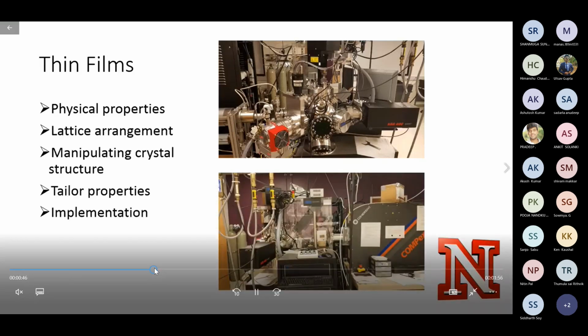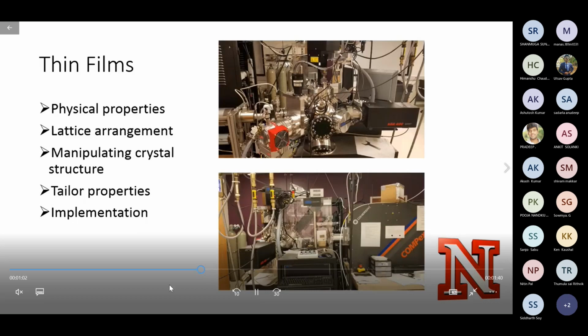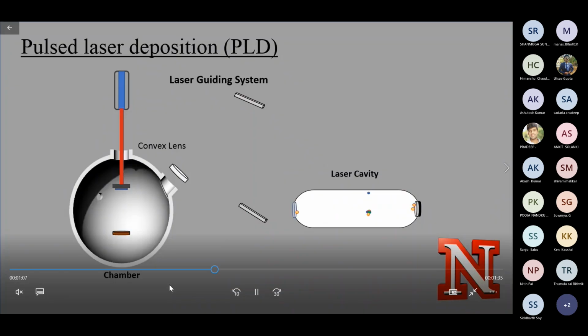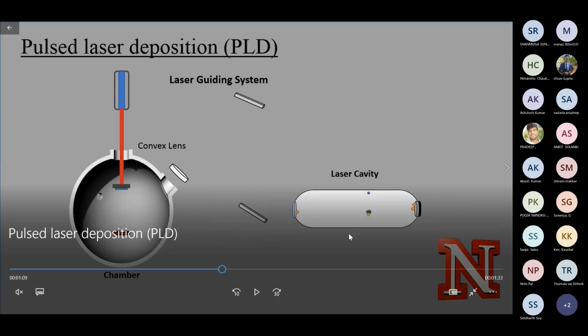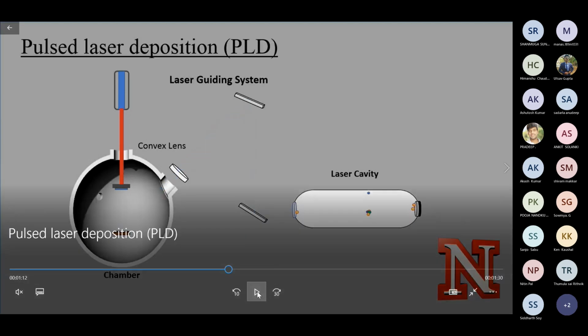Just one schematic I would like to show you. You can see this is the laser and this is the chamber. Here is the target and this is the substrate. Now I'll show you how it's happening.